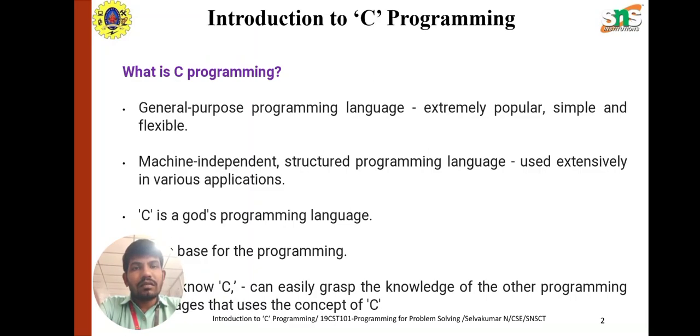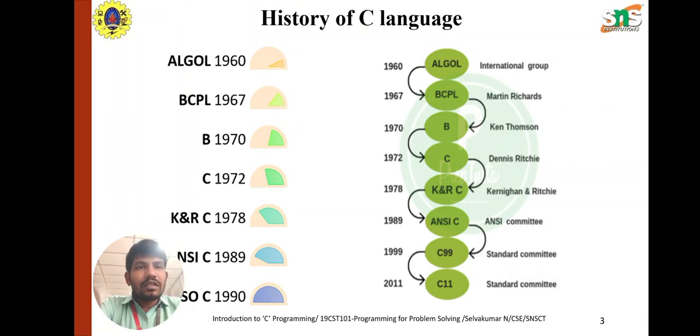C is God's programming language. It is a base for other programming languages, and therefore it is known as C. So we can easily grasp the knowledge of other programming languages through the concepts of C. So this is the history of the C language.